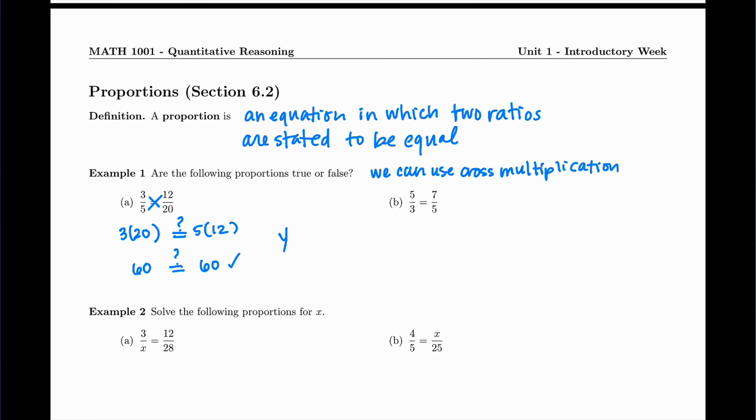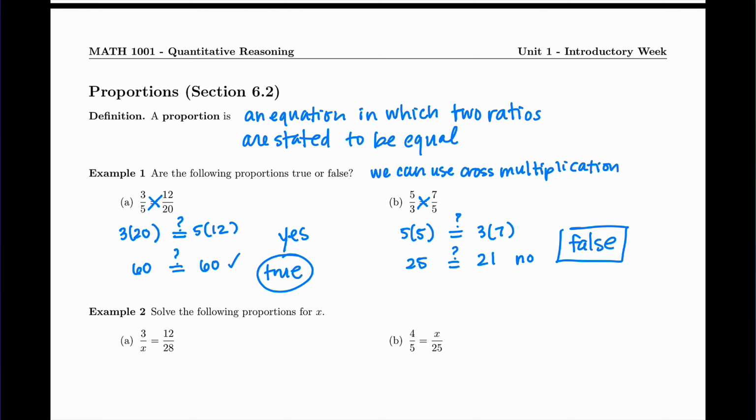All right, let's look at the next one. Again, we can quickly check with cross multiplication. We have 5 times 5, and we want to see, is that equal to 3 times 7? 5 times 5 is 25. 3 times 7 is 21. That is not true. Therefore, this is false. This one is not a proportion. Let's move on to example 2.